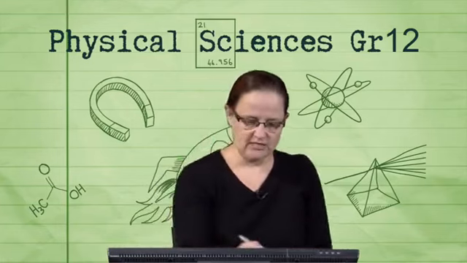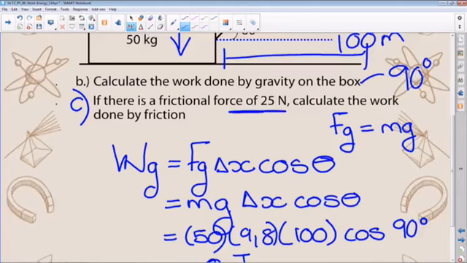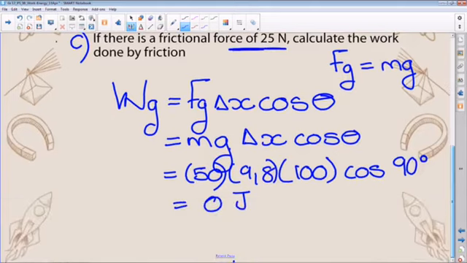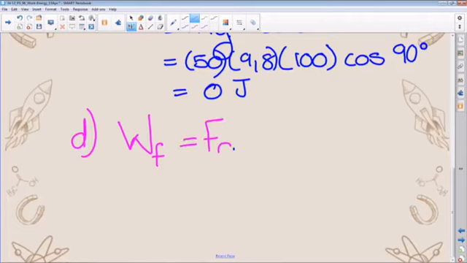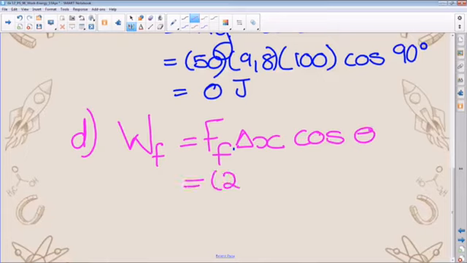Now the next question was: if there's a frictional force of 25, calculate the work done by friction. Fine, we'll go back here and I'm going to use pink. It's a pretty color. Now we're doing the work done by friction, little f. That means I need to use the force of friction, delta x, cos theta. So we're using the same equation over and over again. Friction is 25. The distance is 100.